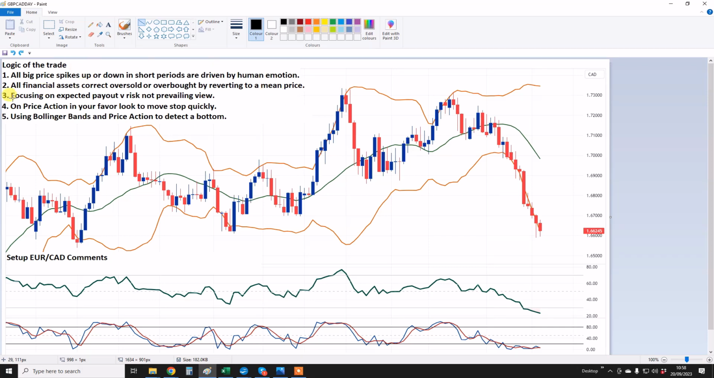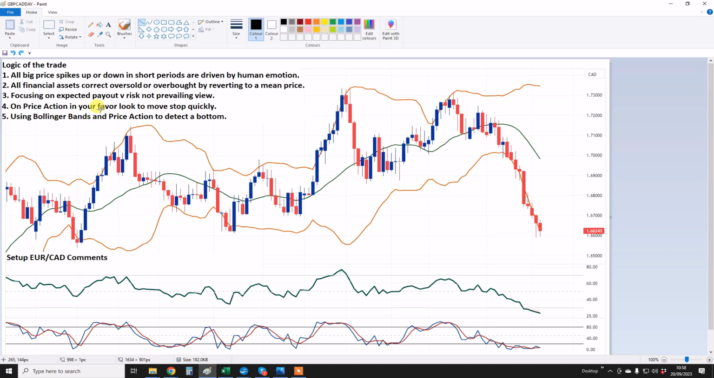Now in terms of this trade setup, you're focusing on the expected payout v risk, not the prevailing view. You'll be taking a contrary view to the majority. There aren't many forecasters at this moment in time who are bullish to this pair that I've read, okay? But that's no bad thing, because the bad news could be in the price. You're going to have to determine that from price action, which we'll do in a moment. In this setup, you get price action in your favour.